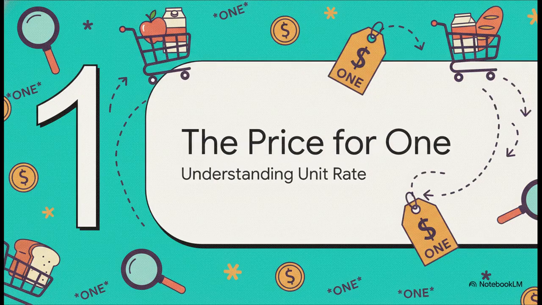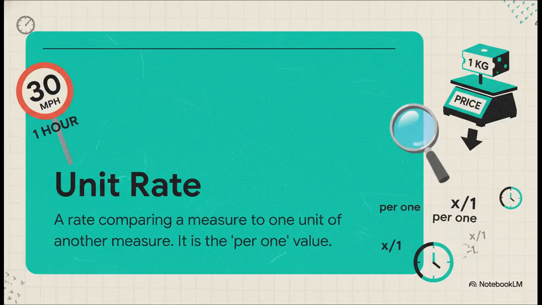To answer our little shopping puzzle, we need a special tool. It's called the unit rate, and it is all about finding the price for just one of something. So what even is a unit rate? You know, the easiest way to think about it is a speed limit sign. It says 50 kilometers per hour. That's a unit rate. It's telling you the distance for one single hour. The key here, the magic word, is always one. We're looking for the cost per 1 kilogram or the distance per 1 hour.